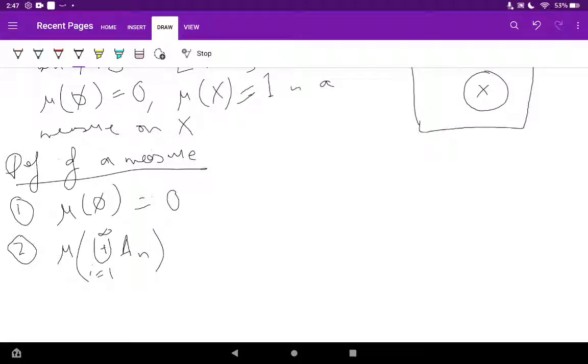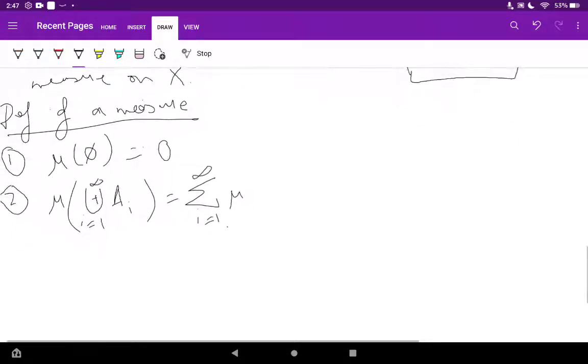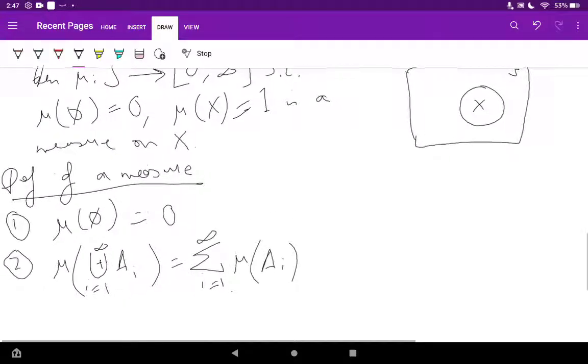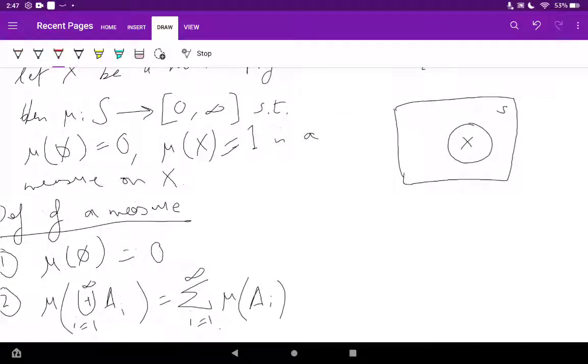A_i. This is equal to the summation from 1 to infinity of... sorry, this is the second condition. This is basically called countable additivity. What it means actually is that suppose we have a lot of, let's call these sets A.